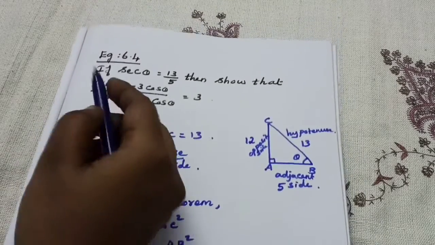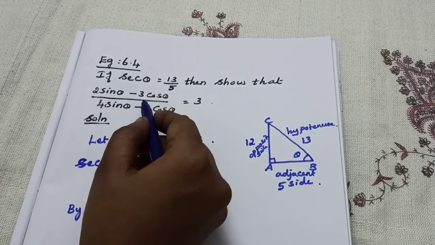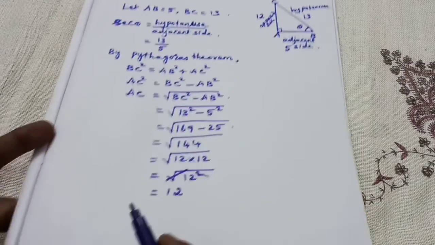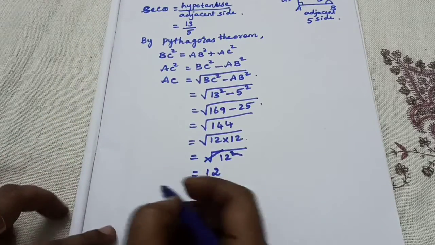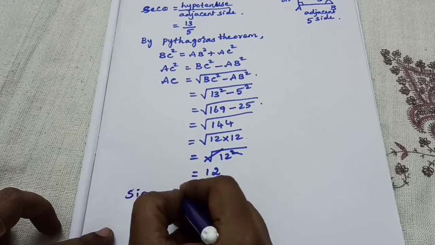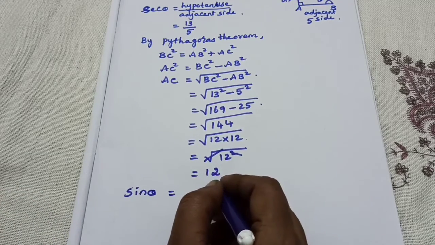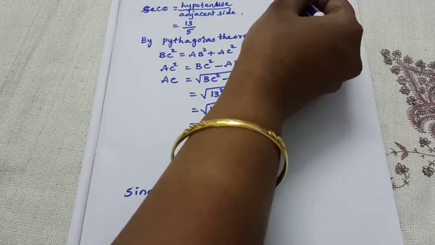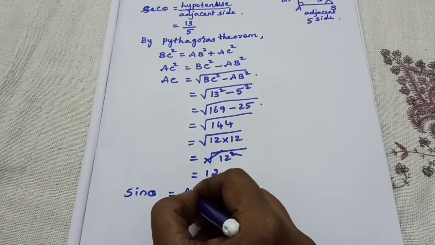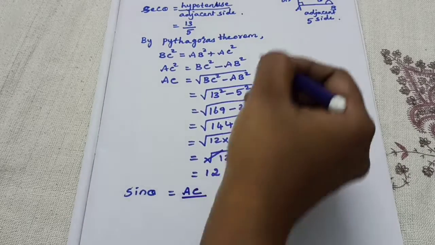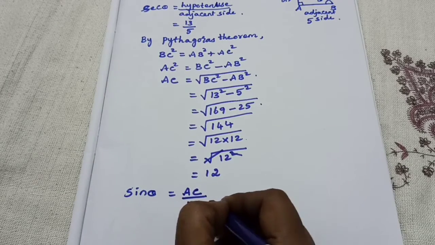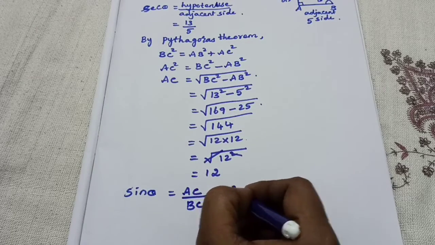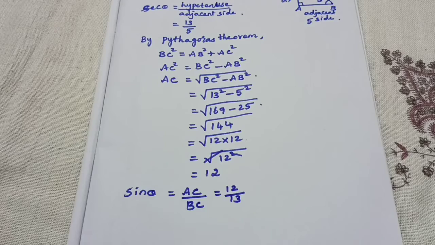Here we need 2 sin theta minus 3 cos theta. Sin theta and cos theta we need, isn't it? So first we have to find sin theta. Sin theta is equal to what's the ratio? Opposite side divided by hypotenuse. Which is the opposite side here? AC. Divided by the hypotenuse, which is BC. Am I correct? What's the value of AC? 12. BC is 13.